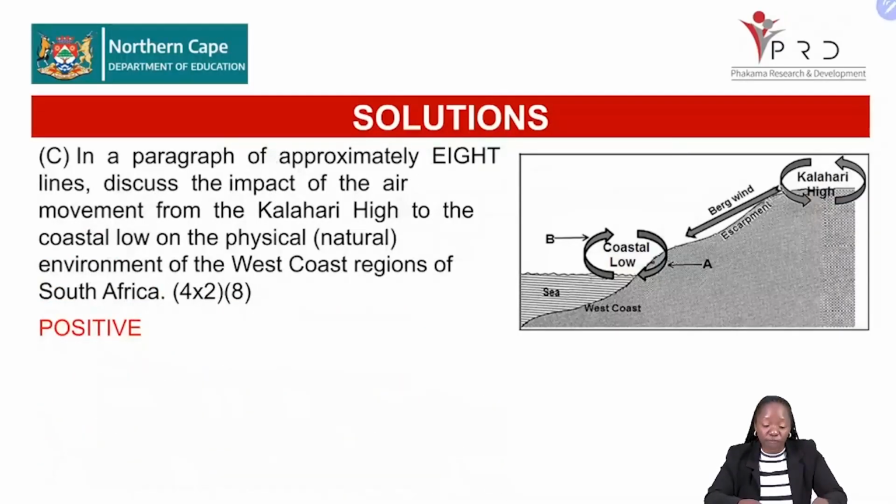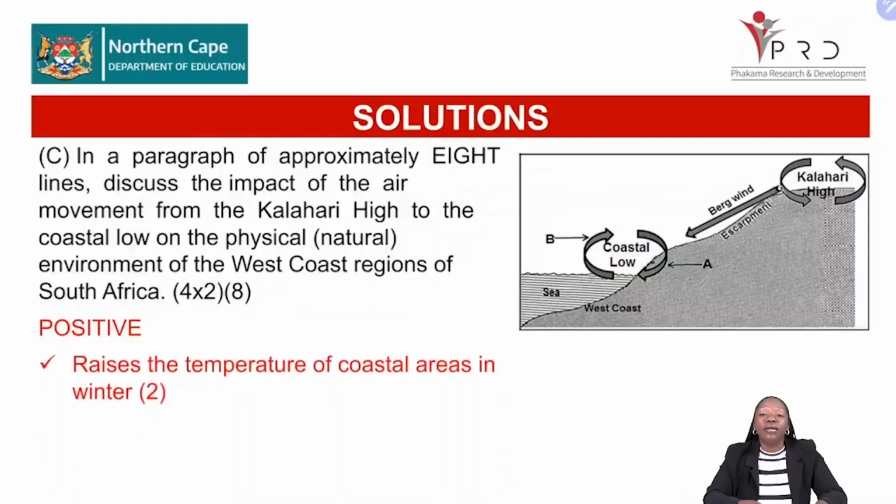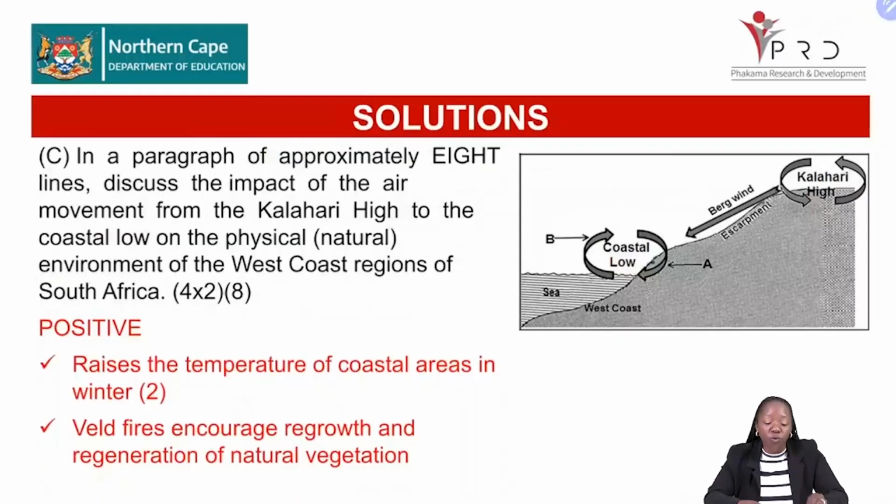Then on the positive, remember the question was not specific whether you give a negative or a positive, so both were covered. Number 1, it raises the temperatures of the coastal area in winter. Then secondly, we're looking at the veld fires that encourage the regrowth as well as the regeneration of the natural vegetation. So after those veld fires, the vegetation will be regrown. So it means it will be new and fresh.